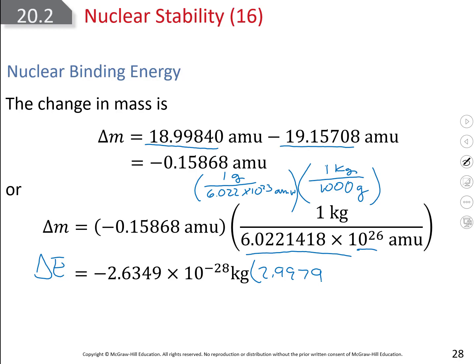How many significant figures do they want us to go out by? 2458 times 10 to the 8th meters per second, and we're going to square that. Be careful when you plug this in your calculator, you only square the speed of light. Don't multiply them and then square it. Speed of light gets squared before you multiply it by that change in mass.